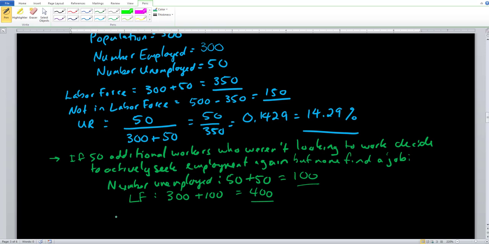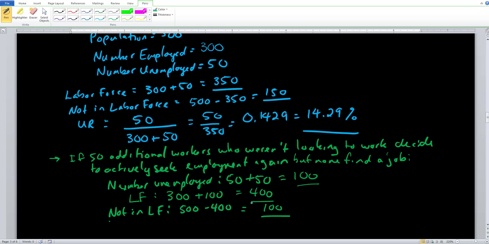What does this tell us about not in the labor force? So not in the labor force, it tells us that those not in the labor force is going to decline. So here, they're actively seeking jobs again. Remember, we still have 500 people within our little economy. So 500 minus the 400 people in the labor force will give us a difference of people not in the labor force, which equals 100.